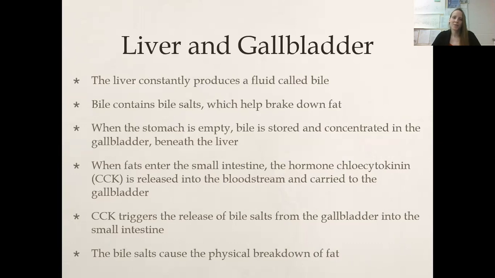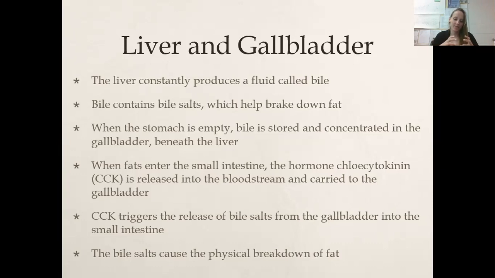Then we get to the liver and gallbladder. The liver is constantly producing bile, which is a fluid containing bile salts. And bile salts help to physically break down fat. It is important that you know that bile is not something that chemically digests fat. It physically breaks it down.